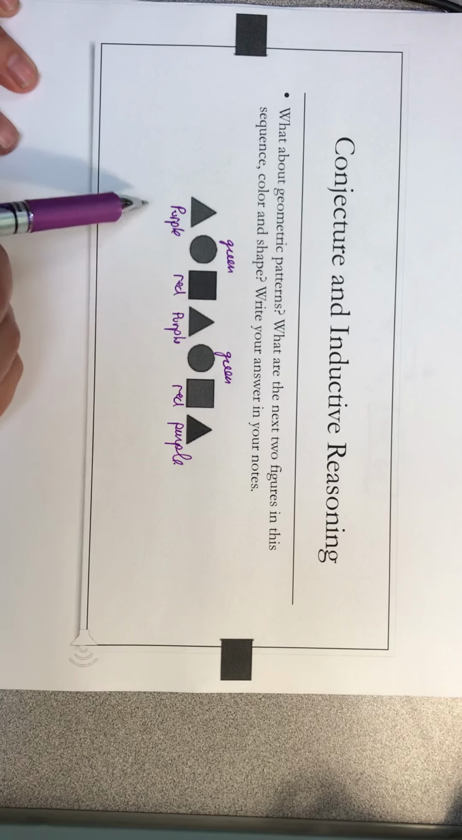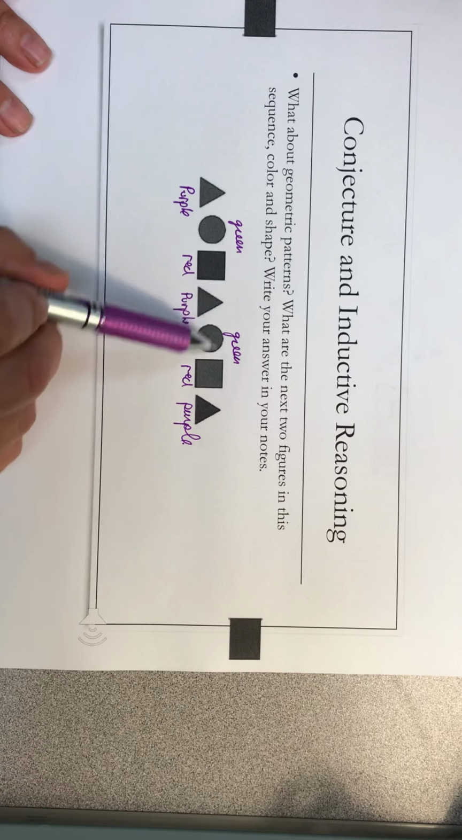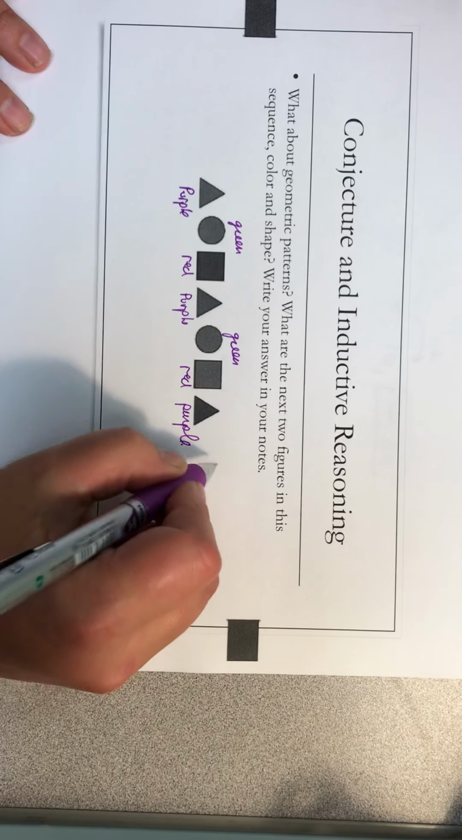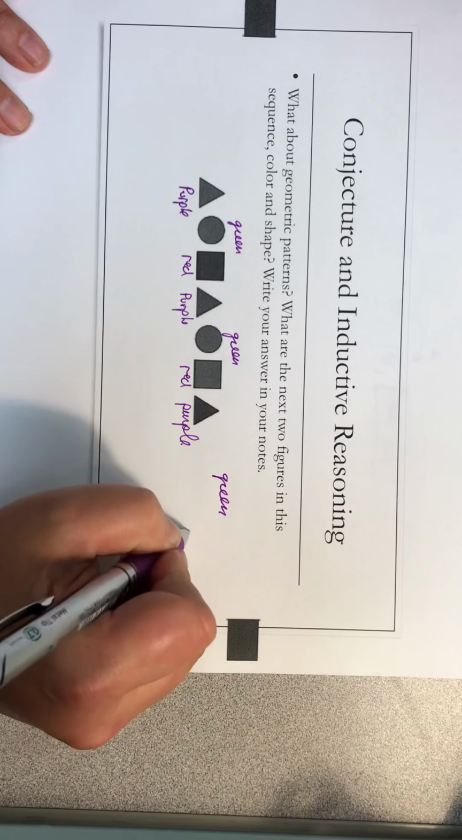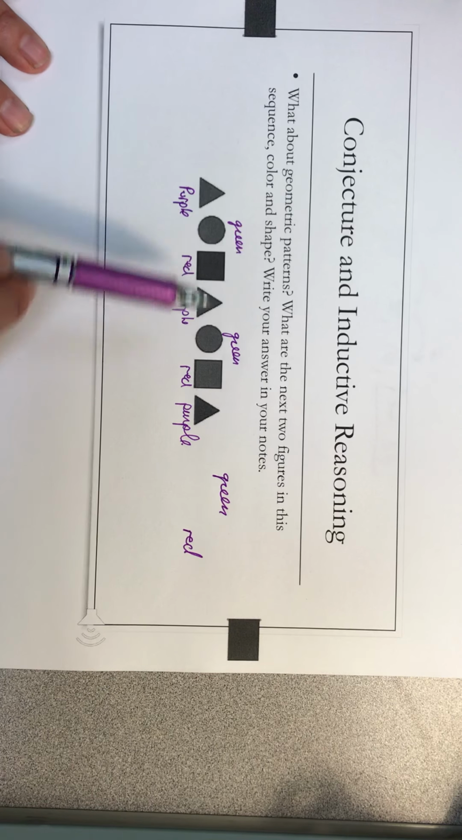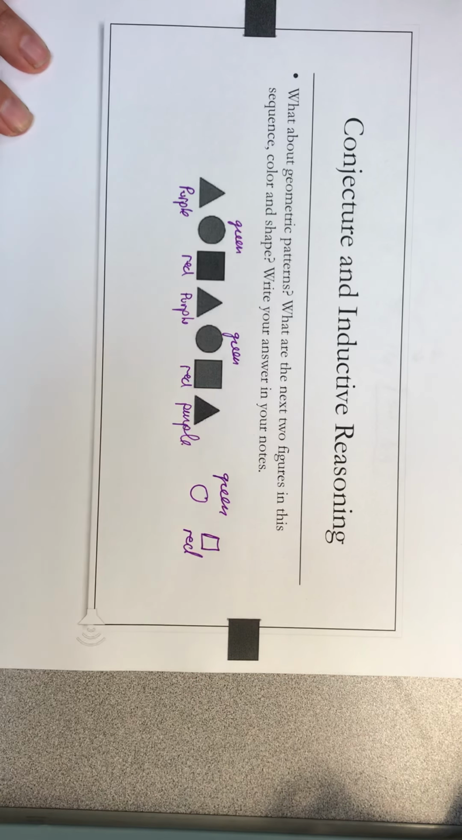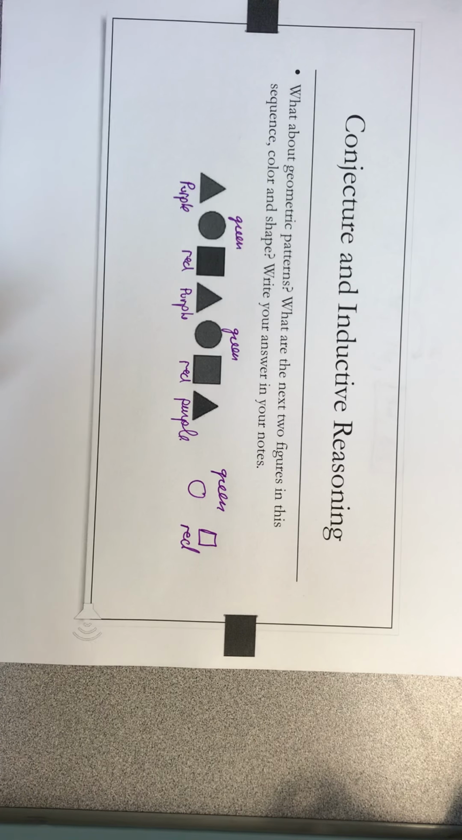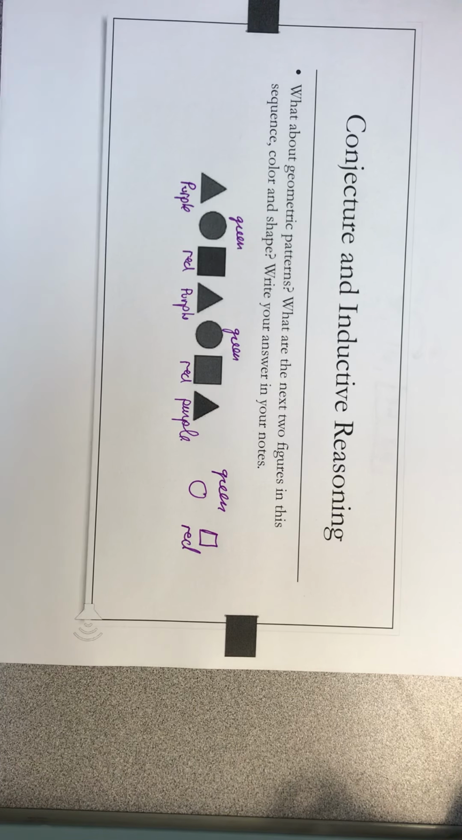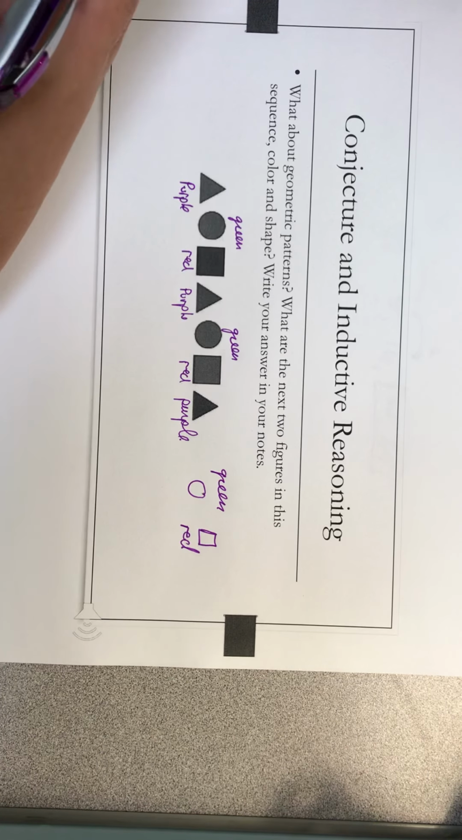I'm going to first do the color and say, okay, well, purple, green, red, purple, green, red, purple, green, red, right? So I'm going to have green something and red something. I haven't figured out what the shapes are yet. I have triangle, circle, square, triangle, circle, square, triangle, circle, square. So my next two shapes are going to be a green circle and a red square. Not rocket science, right? So that's all there really is to inductive reasoning. It's just about noticing patterns, and we draw conclusions or conjectures based on those patterns.